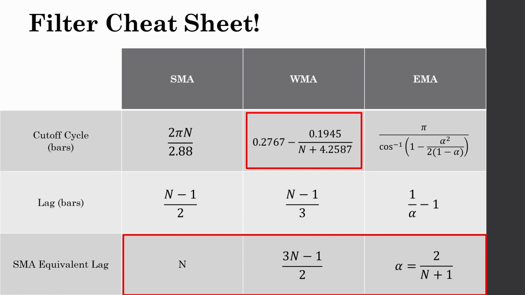We want to know what period do we use for the weighted moving average so that it has the same lag as the SMA. And so the way we do that is if we had a 10 period SMA, to get the same lag as a 10 period SMA, we would need to do a 3 times n minus 1 over 2 period weighted moving average. So for a 10 bar SMA, what is that, 14.5. With the EMA, we can just calculate the alpha parameter that would give us the same lag, and that would be 2 divided by n plus 1.